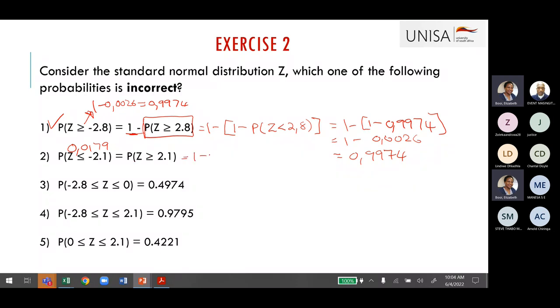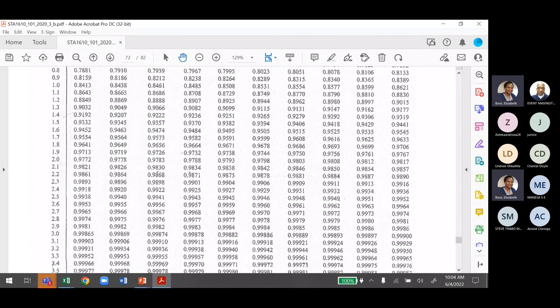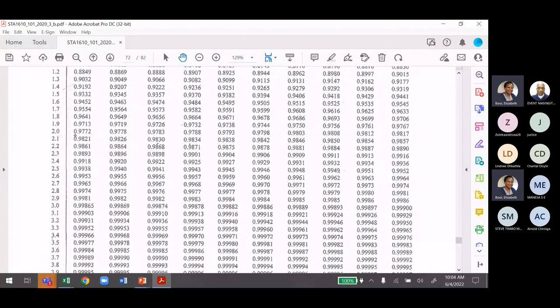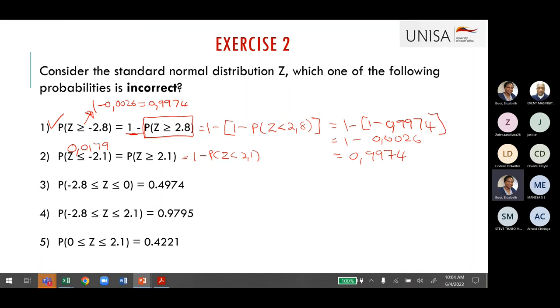With greater than, we know that it's 1 minus the probability of Z less than 2.1. So we need to go to the positive side and look for 2.1, in the first column. 2.1 is 0.9821. So we say 1 minus 0.9821, which is equal to 0.0179. So the left hand side is the same as the right hand side.